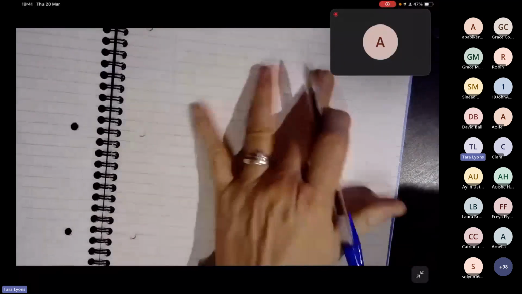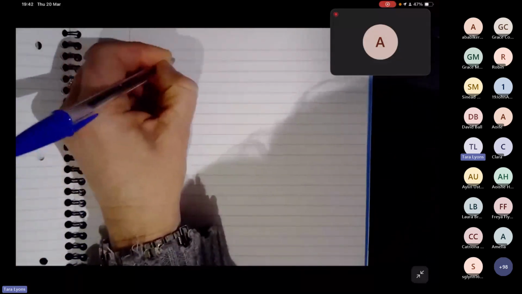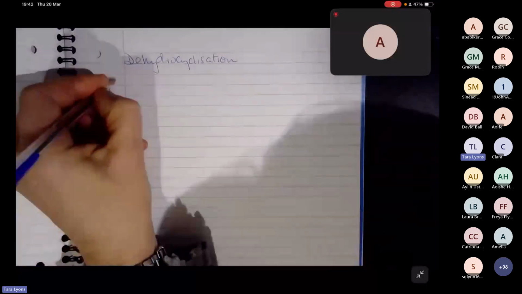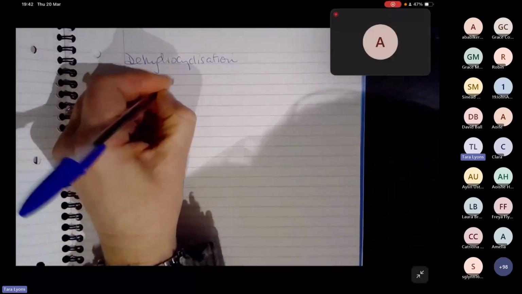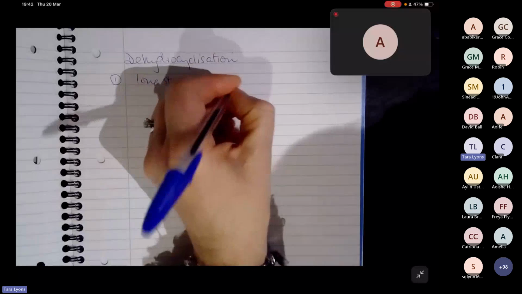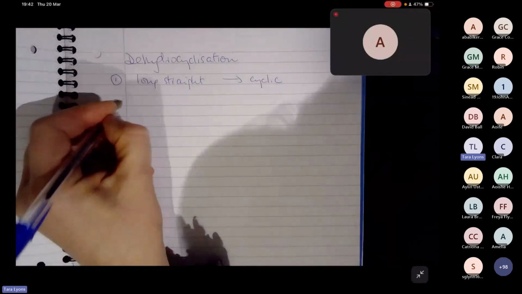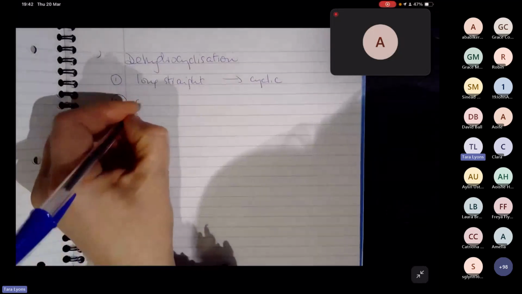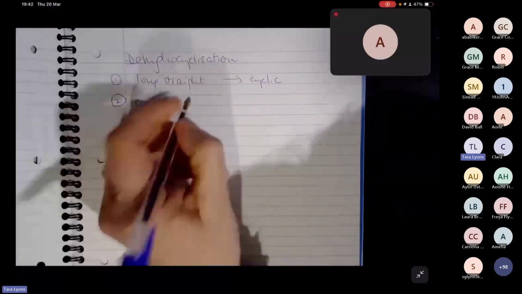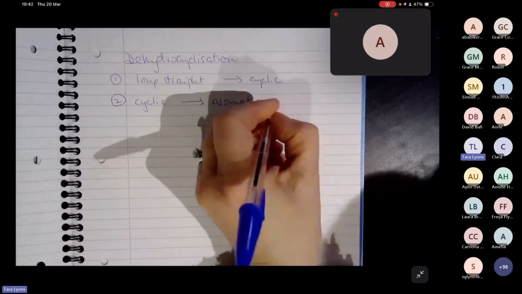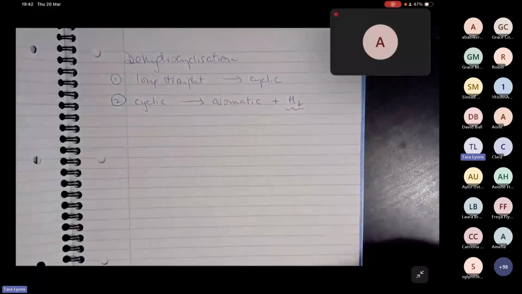And the final one is one with a lovely name that you're going to have to remember: dehydrocyclization. Two features to this, folks. We take long straight, and we first of all turn it into cyclic. So long straight goes to cyclic. Second stage of this dehydrocyclization is to take the cyclic and change it into something aromatic. And the added advantage is you also get hydrogen gas, extra fuel.